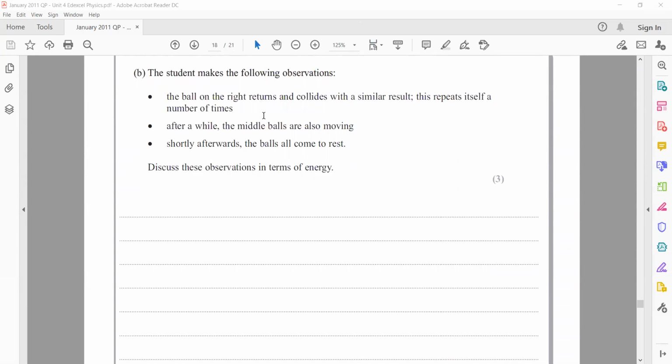The second part of the same question, the student makes the following observations. The ball on the right returns and collides with a similar result that repeats itself a number of times. After a while, the middle balls are also moving, and shortly after, the balls all come to rest. Discuss the observations in terms of energy.